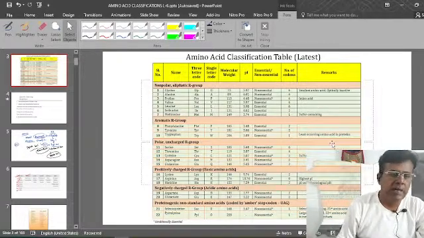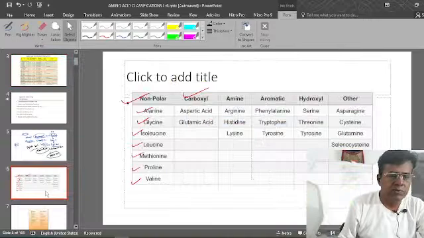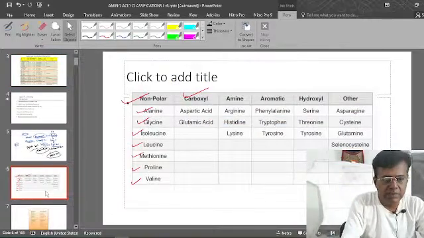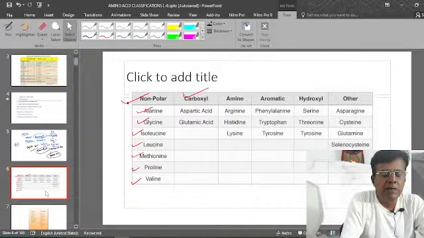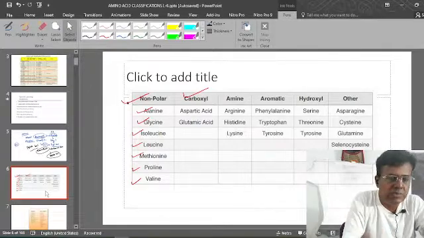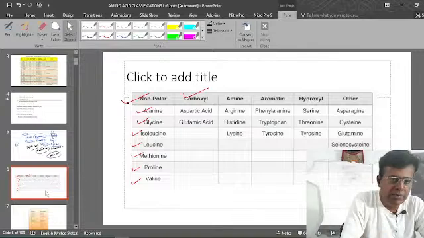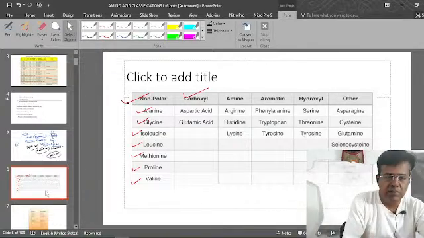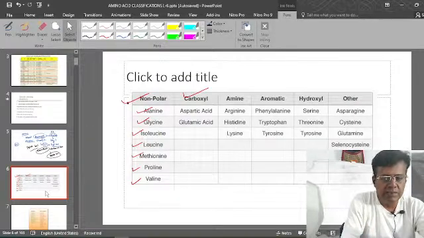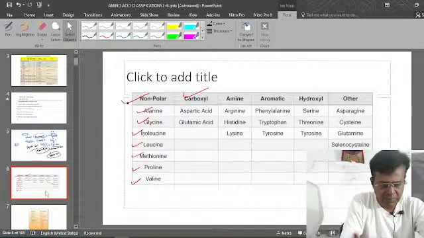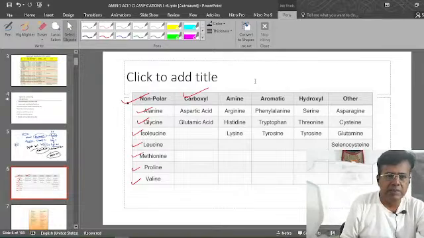So amino acid can be classified into the following groups. Here you can see non-polar type, right? Non-polar means there is no polarity, there is no charge. These are non-polar, means they are not soluble in water also. If they are charged, they can be soluble. So alanine, glycine, isoleucine, leucine, methionine, proline, valine, all these are kinds of non-polar amino acids, you can see, right?